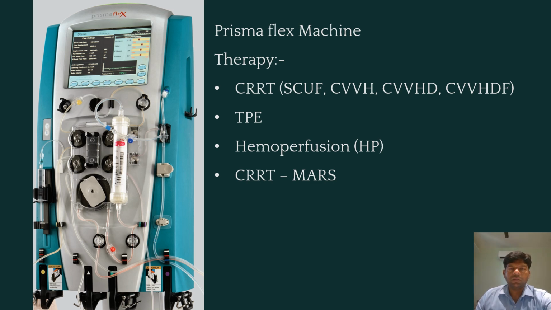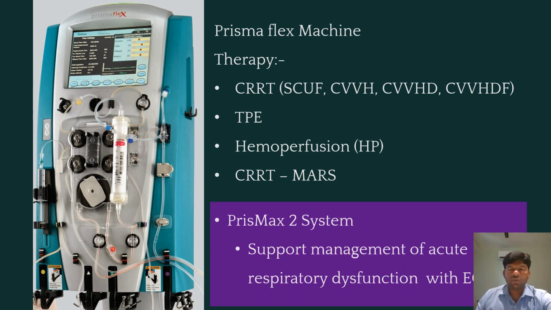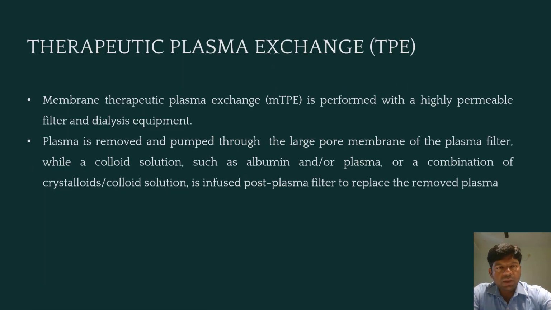CRRT modalities are SCUF, CVVH, CVVHD and CVVHDF, therapeutic plasma exchange, hemoperfusion, CRRT with the MARS. Prismax 2 system has the ECCO2R as well, so it will be helpful to remove the CO2, that is the extracorporeal removal of carbon dioxide, mainly in case of severe ARDS patients who are on a low tidal volume ventilator strategy, and if the patient develops hypercarbia, that will affect the pH.